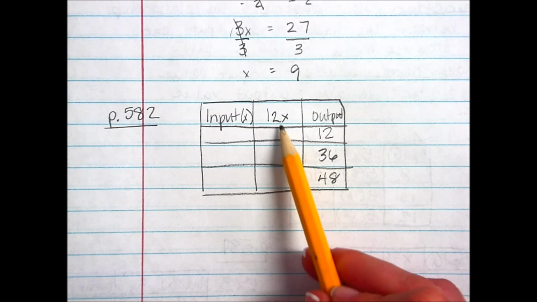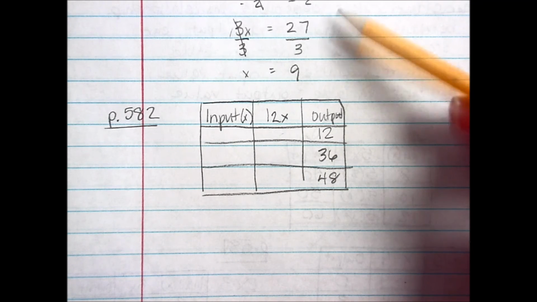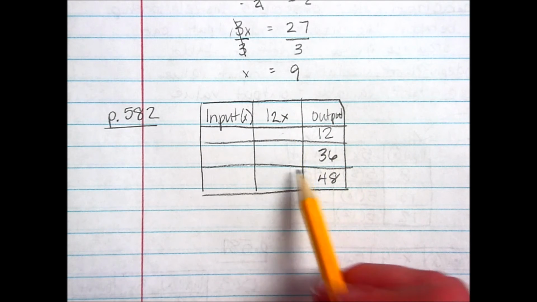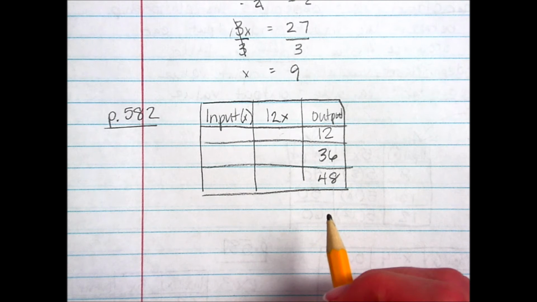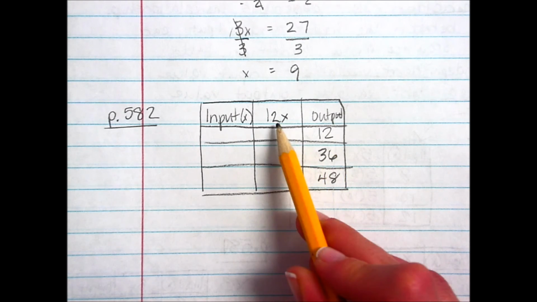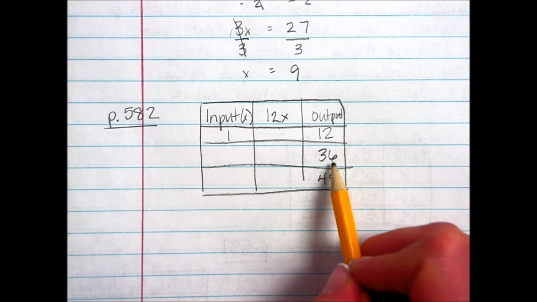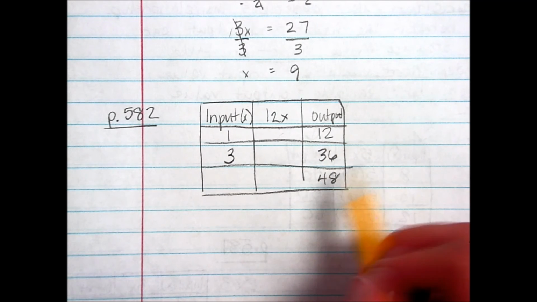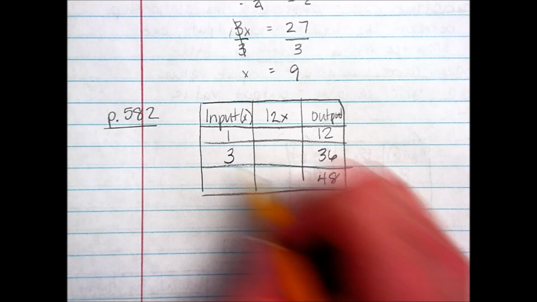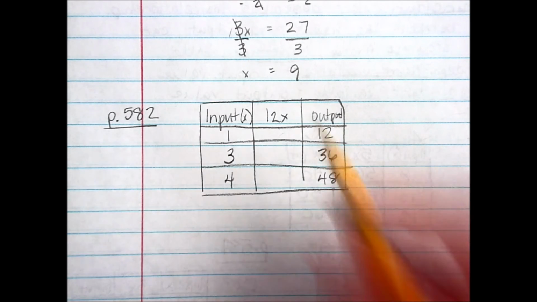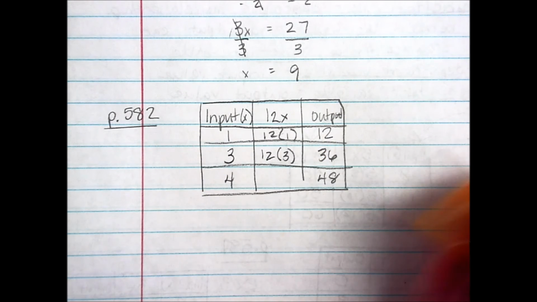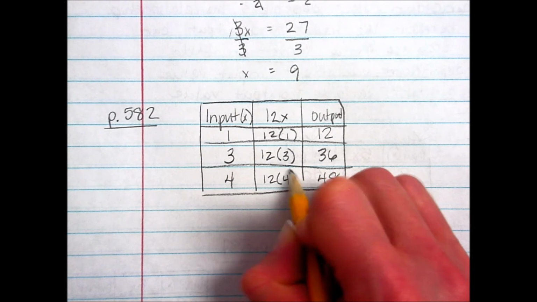All right, and since this is just a one-step equation, I don't have to do all the work I did up here on the two-step equations. Just one step. So all I have to do is the opposite and work backwards. All right, so opposite of multiplication is? Division. All right, so 12 divided by 12 will give me? 1. 36 divided by 12 will give me? 3. Okay. And 48 divided by 12? 4. Okay. So then 12 times 1 is 12. 12 times 3 is 36. And 12 times 4 is 48.